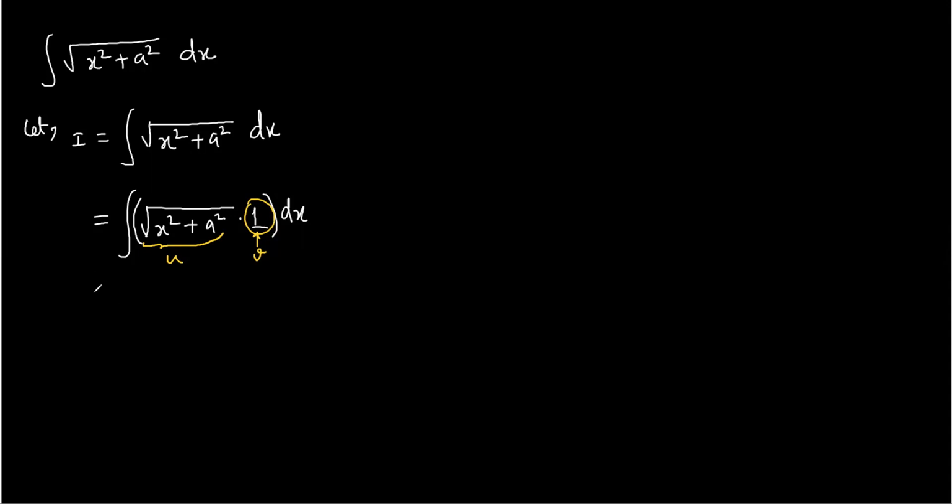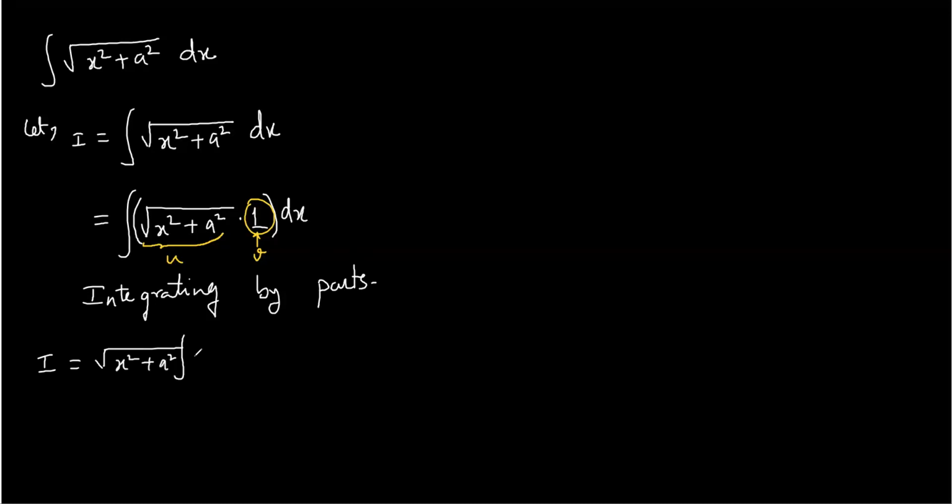We will write here integrating by parts. So when I apply integration by parts, I get I equals square root of x square plus a square integral 1 dx, minus big integral, and then I have d by dx of square root of x square plus a square into integral 1 dx, and then integration of this with respect to x, dx.